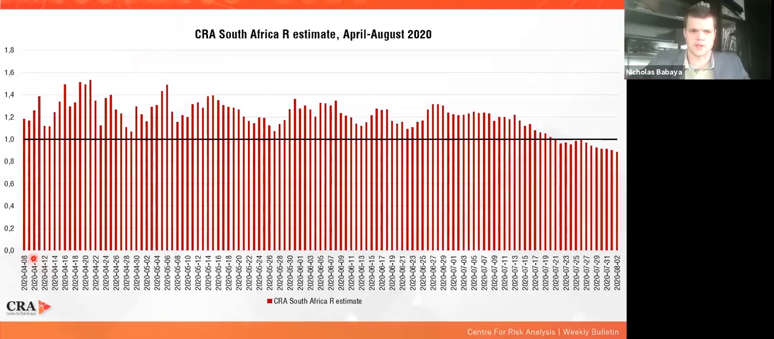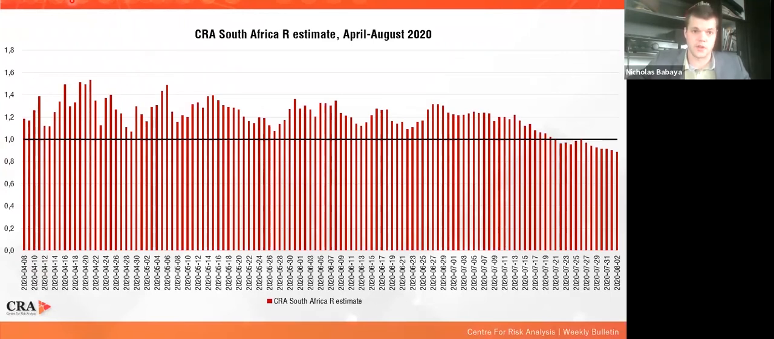Yes, I think what I'll say is that if you have seen the R calculation in a couple of the CRA's slideshows in the briefings a couple of months ago, they may have looked extremely erratic. But since then, the testing has really improved in South Africa up to the extent that we can calculate an R number with a good amount of certainty.